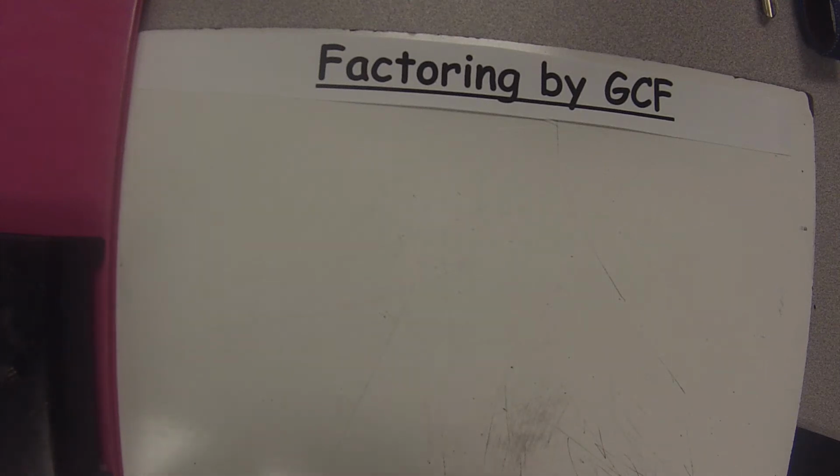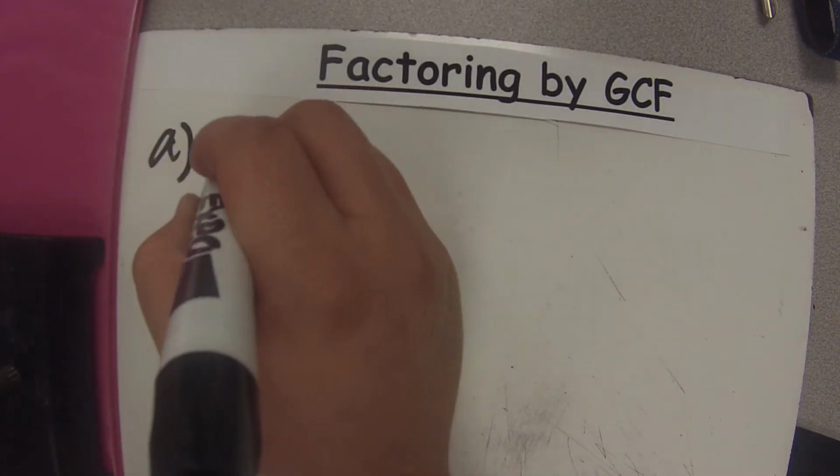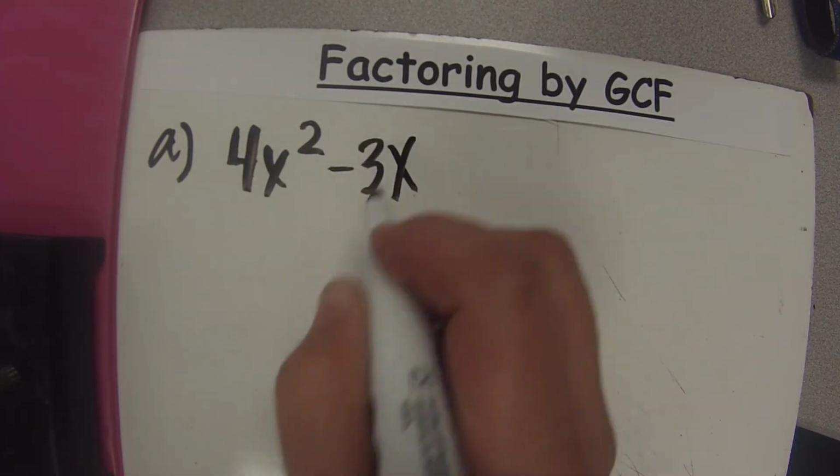Let's pick up in our notes where we left off from the last class, which was factoring by the greatest common factor. And remember, what we're doing is we're pulling out all those like terms that are familiar between both sets. So I'm going to start back over at example A, which was 4x squared minus 3x.